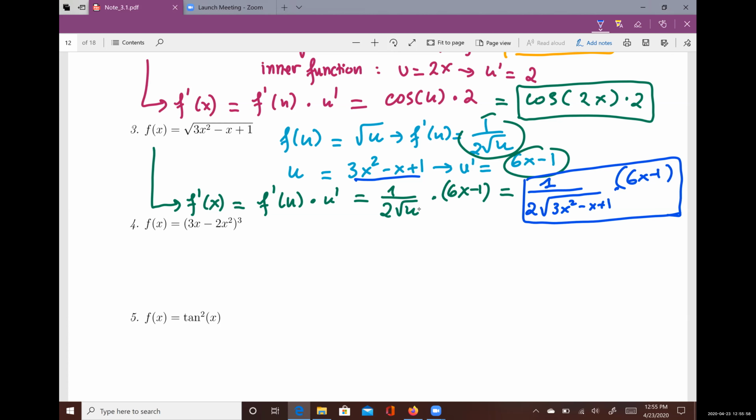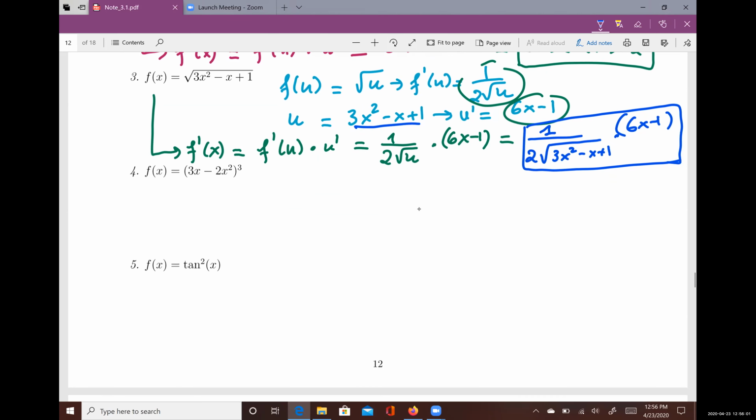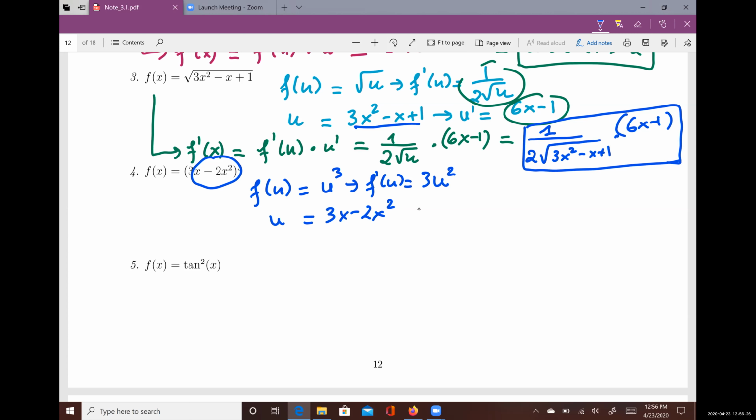Now go to the next one. First, what is f of u? I see that I have something raised to the third power. So f of u can be u cubed, right? Then I know right away f prime of u is 3u squared. What is u? u should be the inner function here, which is 3x minus 2x squared. Then u prime should equal 3 minus 4x. Okay.